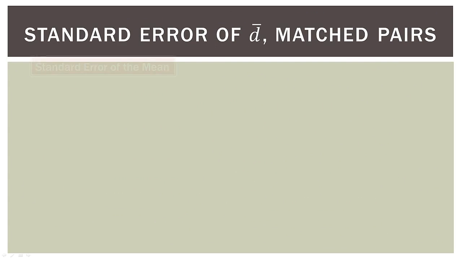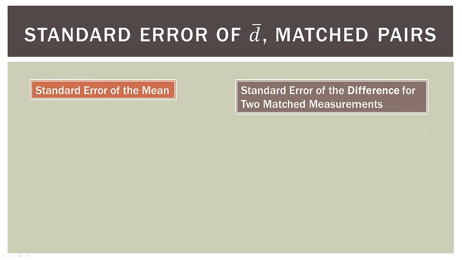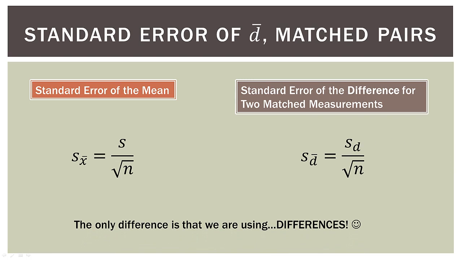So let's go ahead and talk about the standard error of these matched pairs. I'm just going to show you what the formulas are based on what you already know if you've been watching my videos up to this point. So remember that the standard error of the mean in the single population case was S sub x bar, that's the standard error of the mean, equals S, our sample standard deviation, divided by the square root of the sample size n.